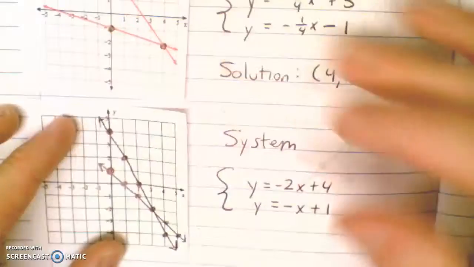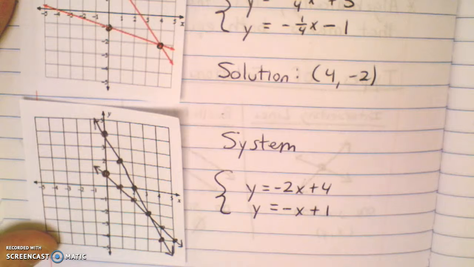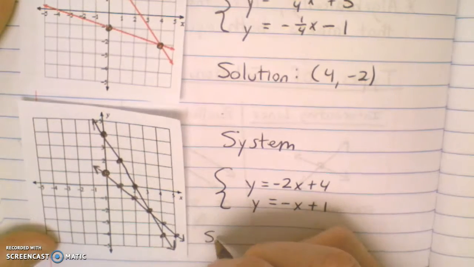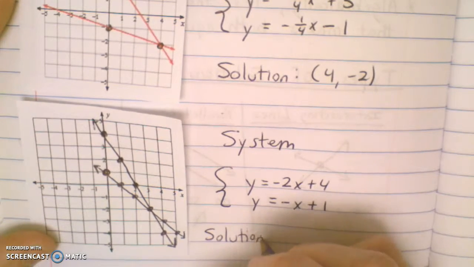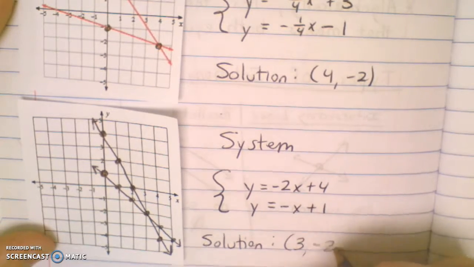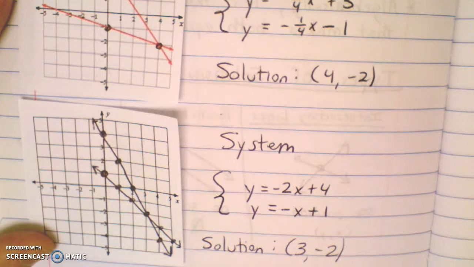So it's really important that you draw as many points as you can, because now I can see exactly where the two lines cross. It's at 3, negative 2. So the solution here is 3, negative 2. So when I plug in 3 into each equation, negative 2 should come out.